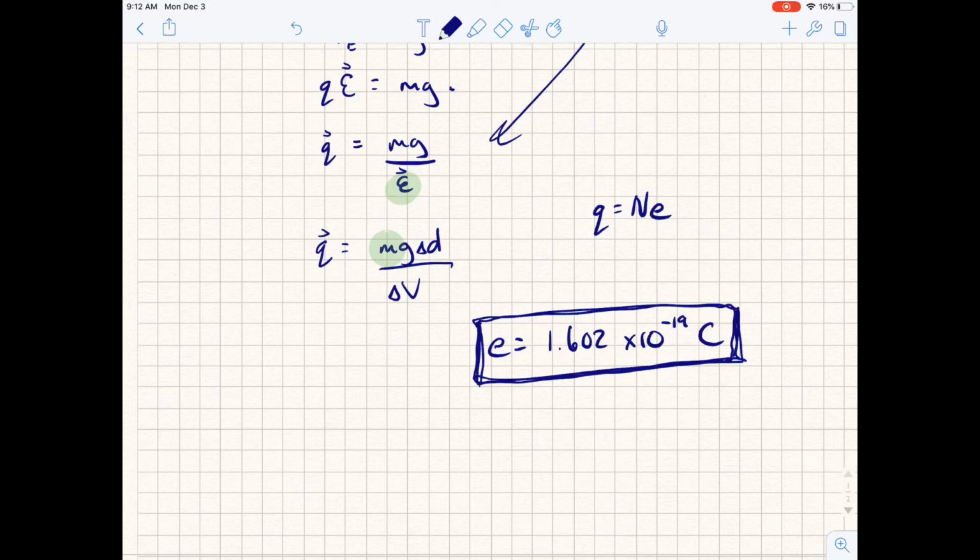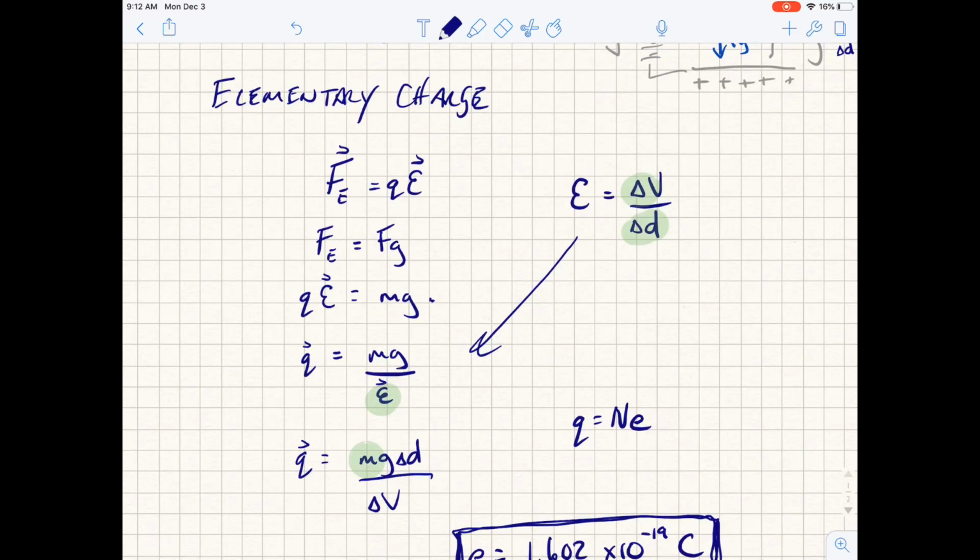So we'll take a look in your textbook, play around with some of this information. These formulas should be on your formula sheet, and you should be able to walk through this logical progression, that is, understanding how we can apply balancing forces with an electric system.